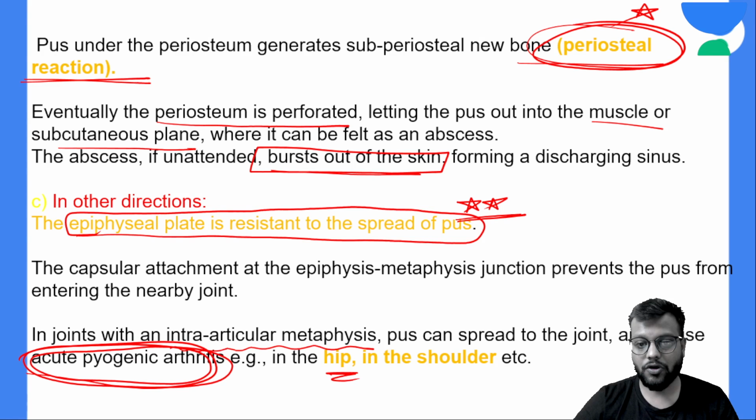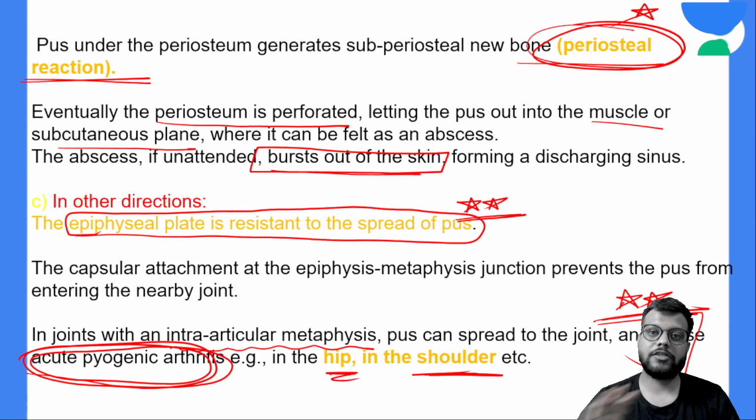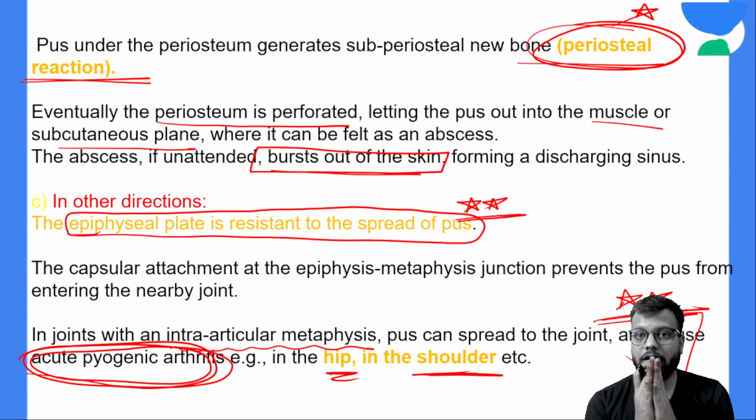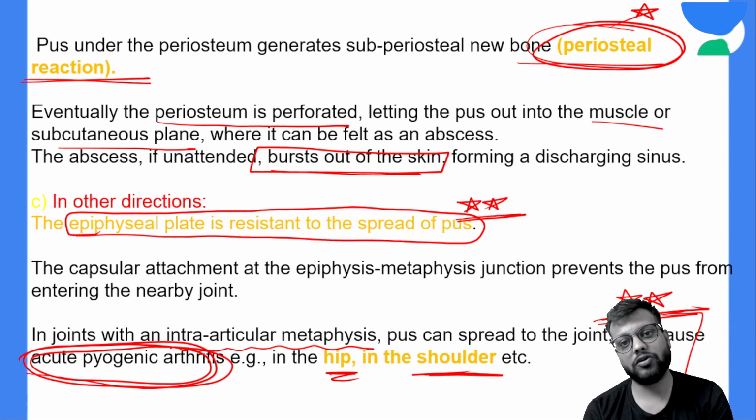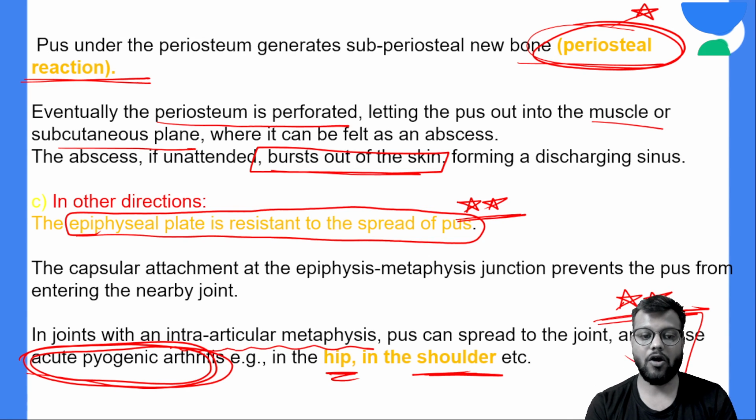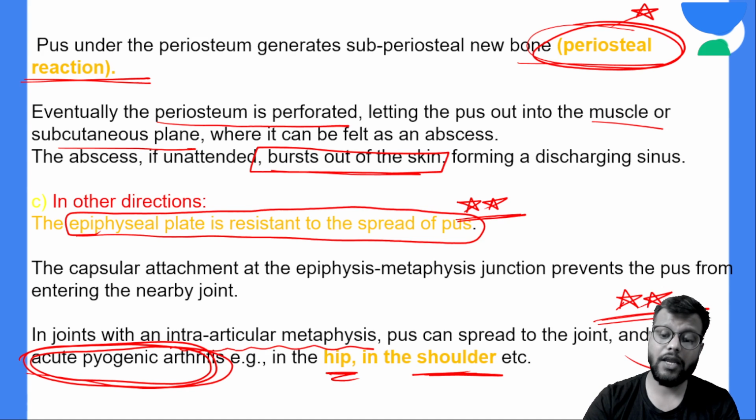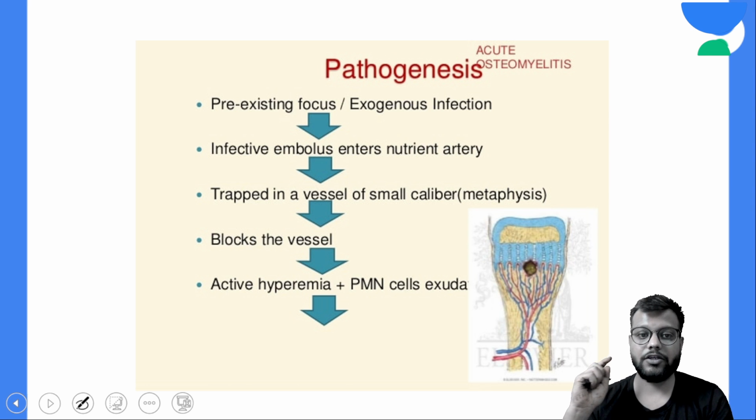In most of the joints, the epiphysis will not be invaded, because the site of infection is the metaphysis, and the metaphysis is outside the capsule. And so the epiphysis is protected by the capsule. But in some joints like the hip joint and the shoulder joint, the metaphysis is also intracapsular. So that's why they can invade the joint space.